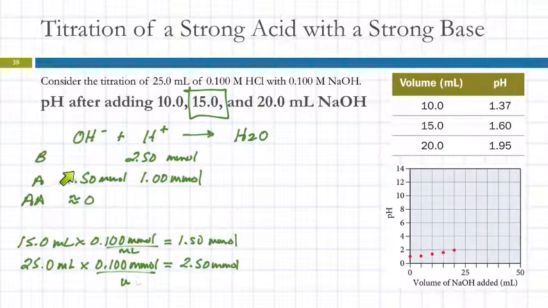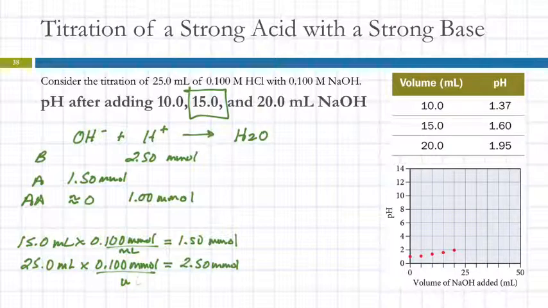Because all of this is going to react, and it's going to use up 1.5 millimoles of what I have, and so what I've got, I put it in the wrong place. Is that better? So this is our millimoles of hydrogen ion in the solution.